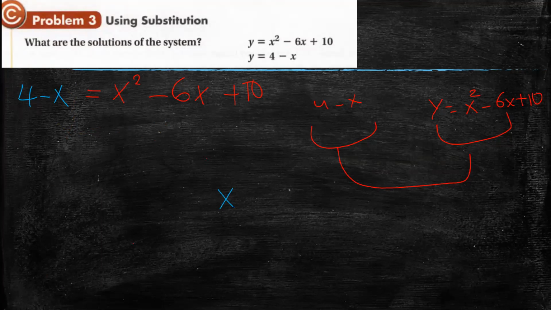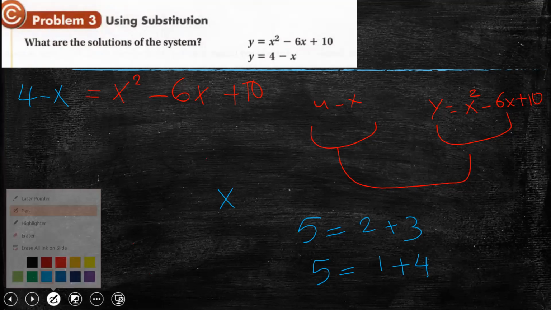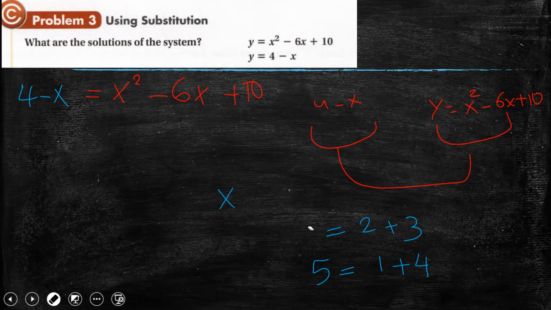Okay, if 5 is 2 plus 3 and 5 is 1 plus 4, I will substitute now instead of 5 here with 1 plus 4. So 2 plus 3 is equal to 1 plus 4. Is it correct?